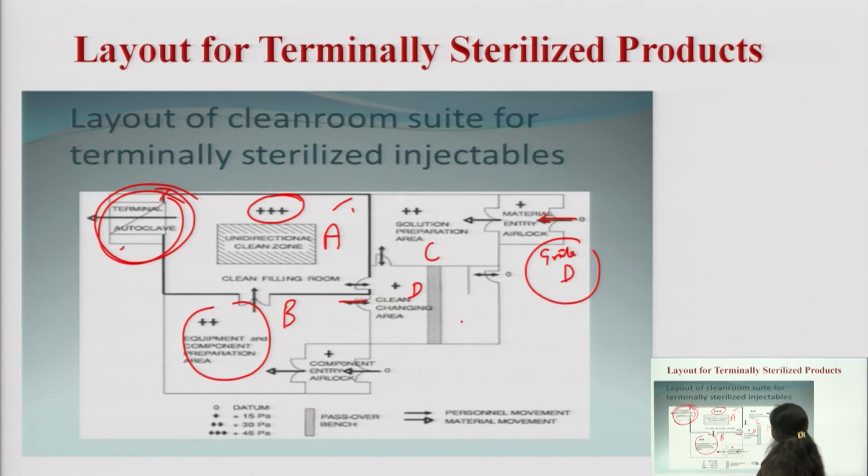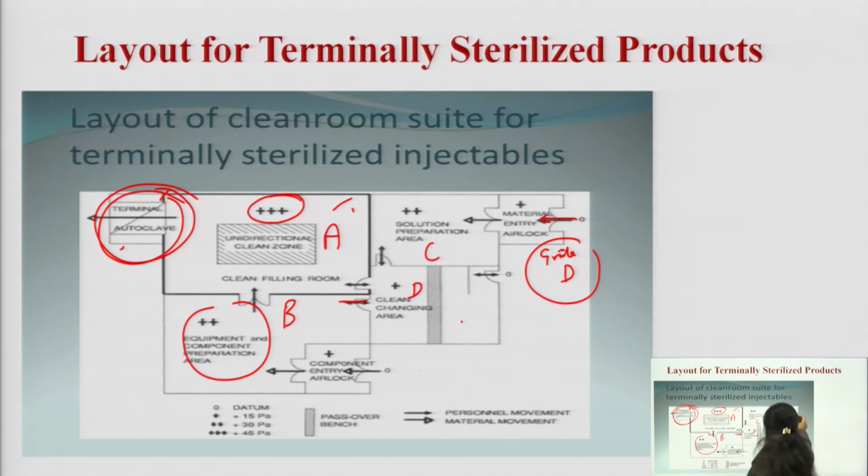So, that is terminal sterilization. And what will happen in case of an in-process sterilization area? In case of in-process, for that layout, what you need to do is keep two different entries: different entries for the materials, different entries for the raw materials, and different entries for the personnel.